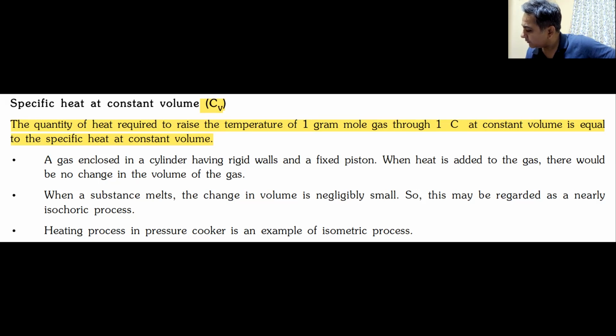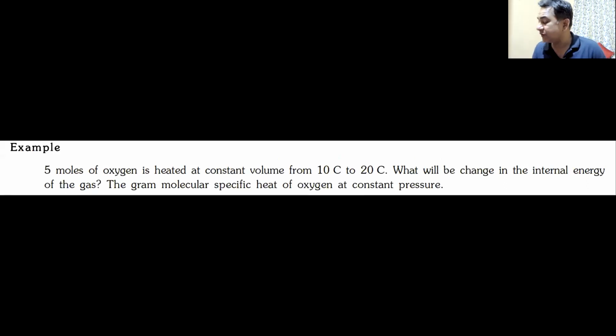And we will wind up this constant volume process. For every process, we will do one question, and that one question is good enough for you to sail through. Let's see who does this. Challenge question, chocolate question, we sometimes call it. 5 moles of oxygen. Everyone needs oxygen. In the pandemic, oxygen cylinders were selling at a premium price. 5 moles of oxygen is heated at constant volume from 10 degrees Celsius to 20 degrees Celsius. What will be the change in internal energy of the gas?